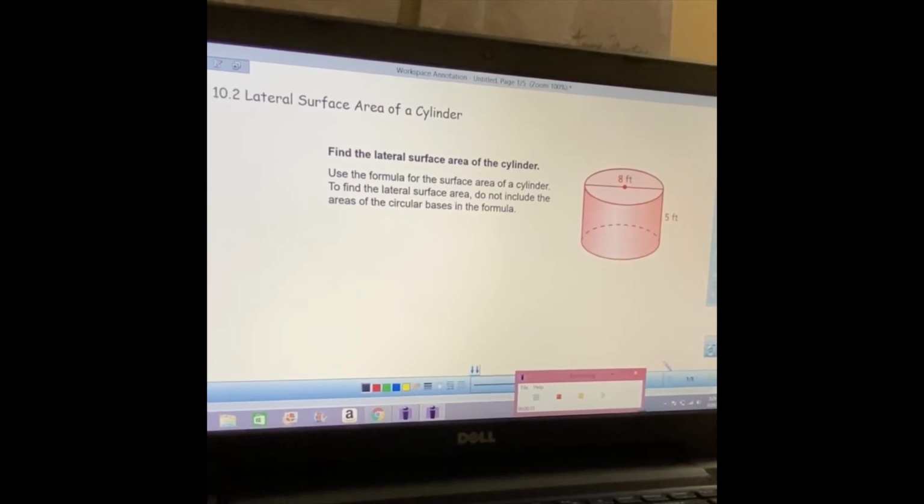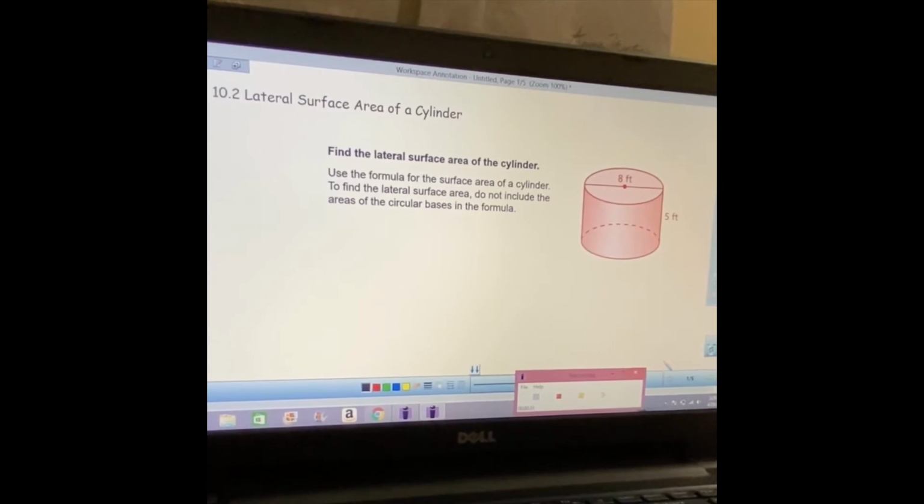Hi guys, today we're going to be talking about Chapter 10, Lesson 2, Lateral Surface Area of a Cylinder. So yesterday you did surface area of a cylinder. Today we're talking about lateral surface area. And you're probably wondering what the difference is between surface area and lateral surface area of a cylinder.